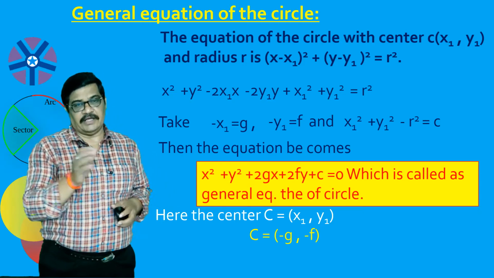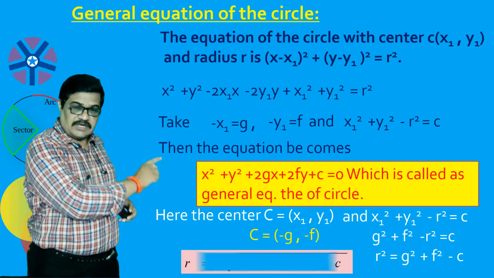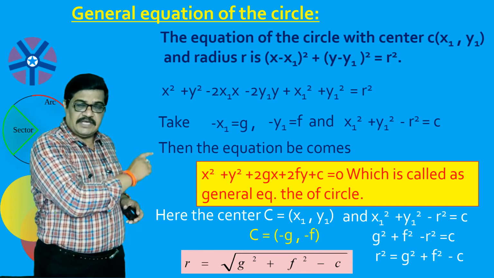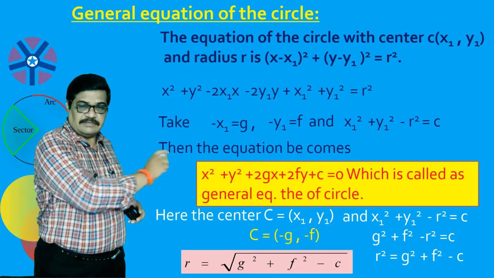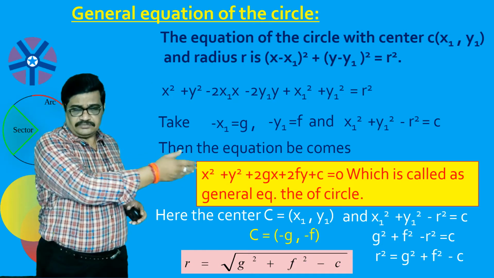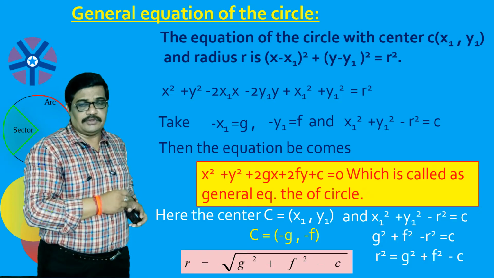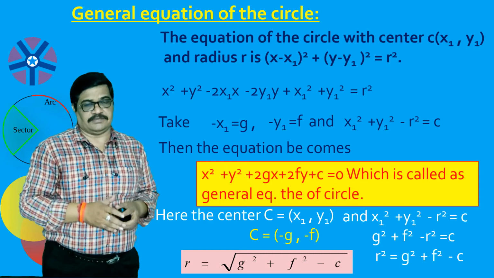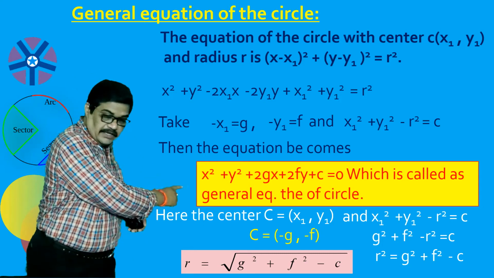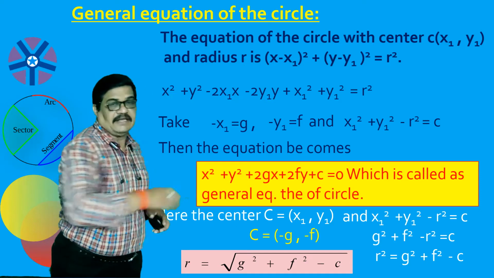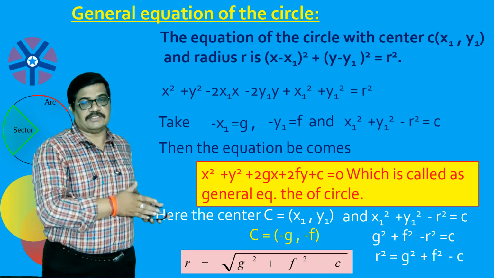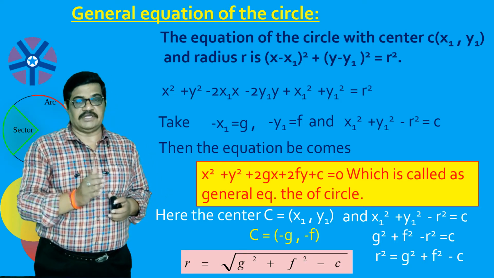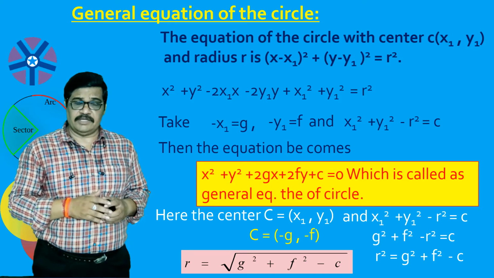And we take here x1 square plus y1 square minus r square is equal to c. From that we write x1 as minus g and substitute y1 as minus f. We substitute those and we are getting g square plus f square minus r square is equal to c. From that we write r square is equal to g square plus f square minus c. From that we write r is equal to square root of g square plus f square minus c. That is the radius of the general equation of the circle.